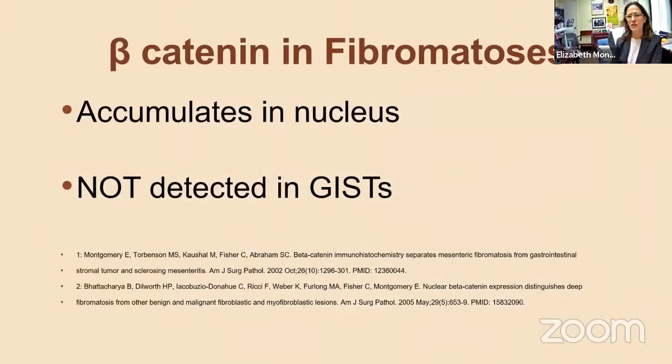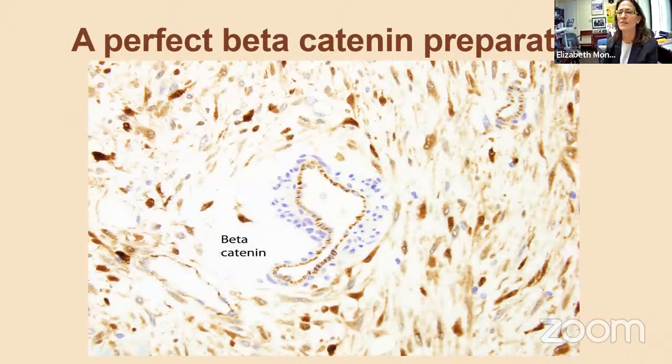All right, so if you want to use beta-catenin to confirm a diagnosis, you're looking for it in the nucleus. It's not detected in GI stromal tumors. My former colleague, Vaishali Bhattacharya, actually wrote the first nice paper using this antibody. All right, so this is a perfect beta-catenin preparation. I've stuck a vessel in the center, so the nuclei are not staining in the smooth muscle.